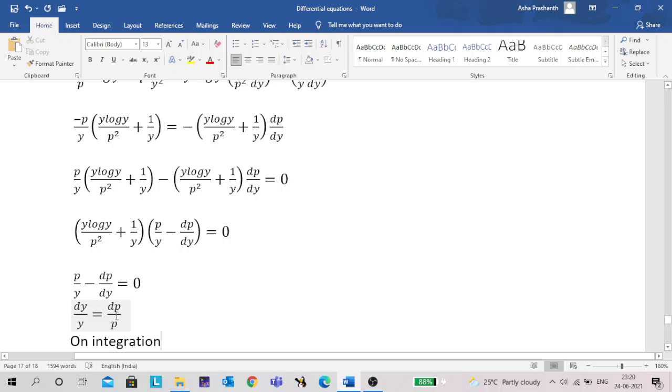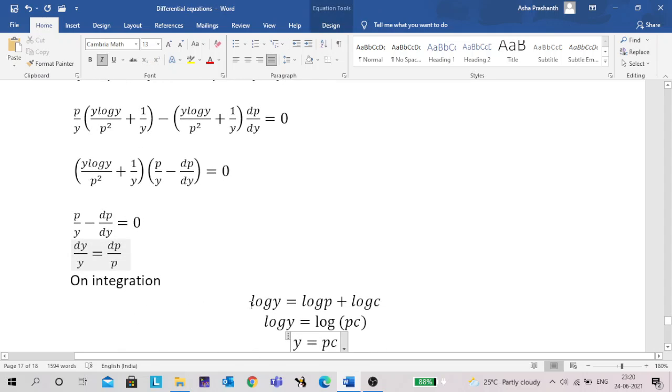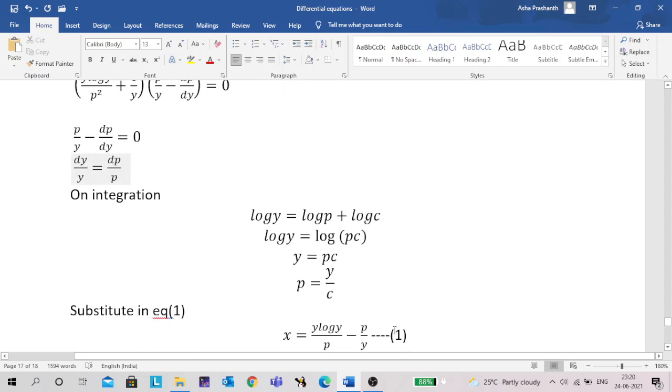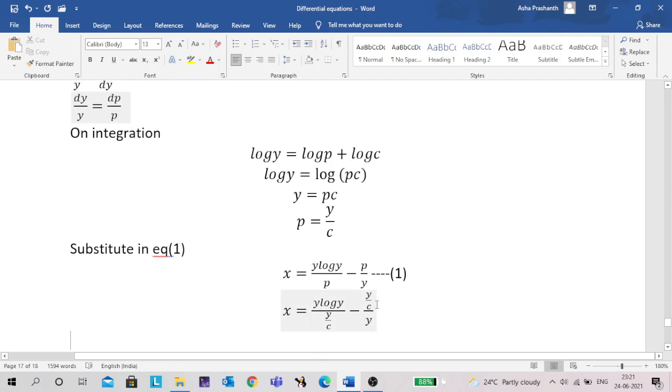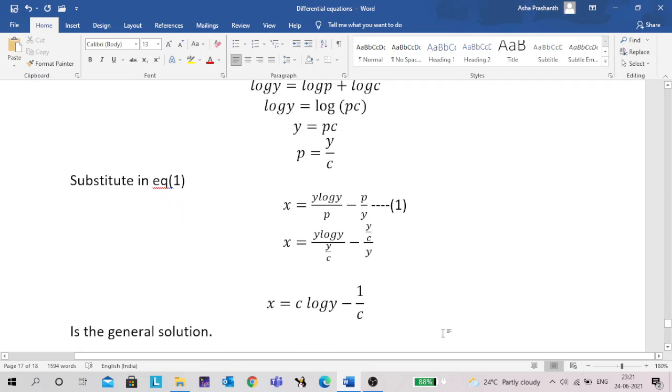Again we go for variable separable form. dy by y is equal to dp by p. Then on integration we get log y is equal to log p plus log c. y is equal to pc. We want the p value, right? We want to find out the p value. So p is equal to y by c. We have to substitute this y by c in equation 1. So this is our equation 1. You can substitute the p value y by c, and your y by c by y. So simplifying this, I got the value x is equal to c log y minus 1 by c. This is our general solution.